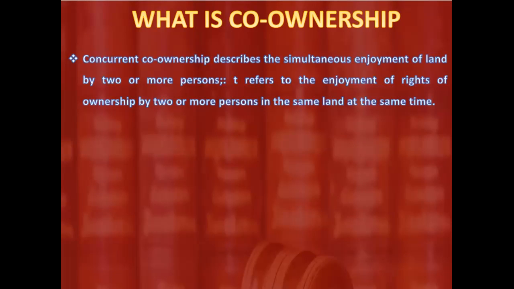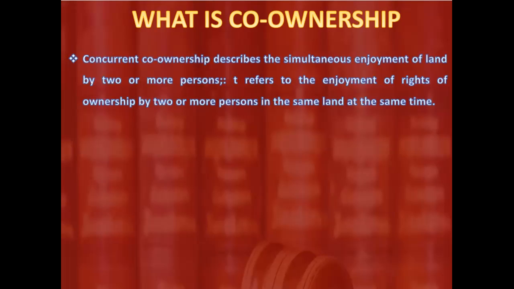At the same time, it means that you have a land and then two or more persons are enjoying rights of ownership over the land at the same time. So it is, let's say, one parcel of land and then five people are exercising rights of ownership over the land at the same time. That brings us to what we call concurrent ownership of land.